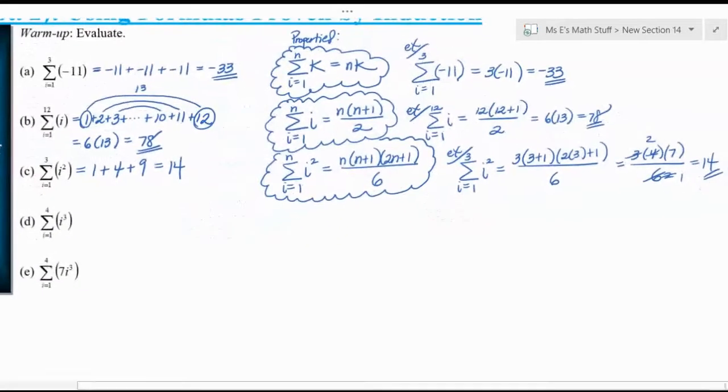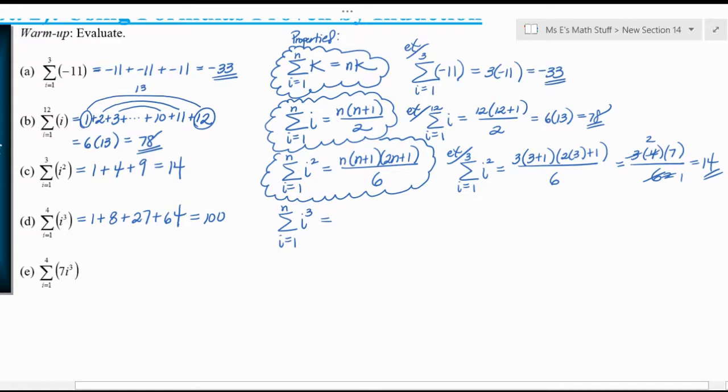All right. Part D, the sum as i goes from 1 to 4 of i cubed. Just if in doubt, expand it out, would give you 1, plus 2 cubed is 8, 3 cubed is 27, and 4 cubed is 64. And good times, I think adding this up, we get an even little 100, which is super cute. And the property that goes with this one would be the sum as i goes from 1 to n of all the cubes.